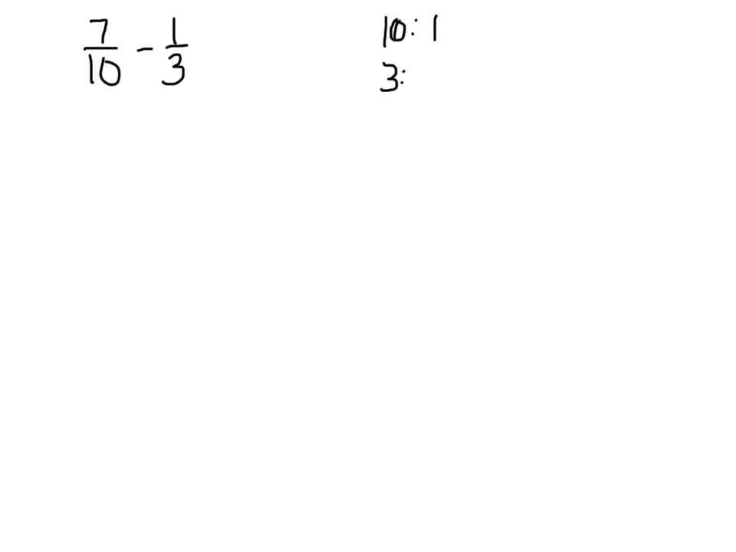The first multiple of 10 is 10, and 3 can't go into that. The next one's 20, and 3 can't go into that. The next one's 30, and yes, indeedy, 3 does go into 30, so that's my least common denominator.